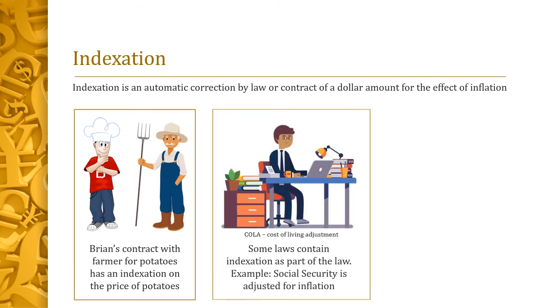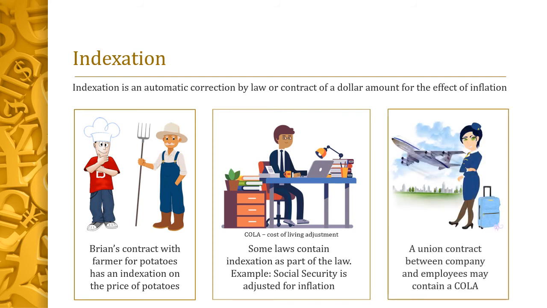An example is Social Security. They have an automatic inflation calculation, and Social Security payments, or paychecks you might want to say, from the government will automatically go up. By the way, this is called a COLA. Not what we're going to be drinking, but the cost of living adjustment. And the last place that we sometimes see these is in union contracts between employees and their employer, where automatic cost of living adjustments are included in their salaries.